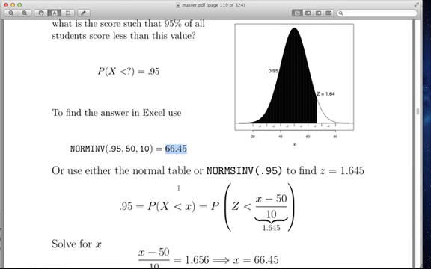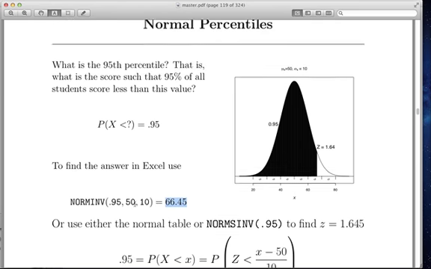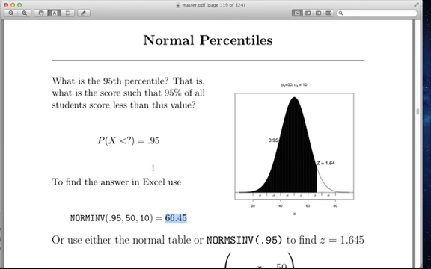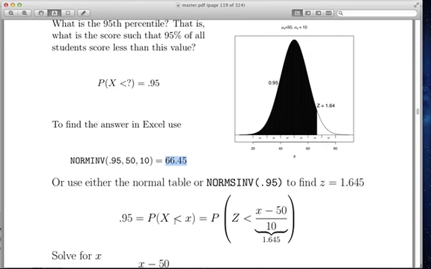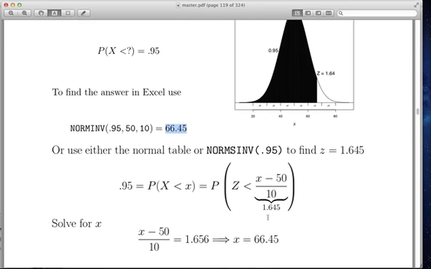Here's another approach if you want to do it more by hand. So let's go back to this equation up here. The chance that x is less than some little x, I'll put little x instead of question mark, must be 95%. Let's convert this to a z now. So let's take x minus 50 divided by 10. And this number is going to get me to 95%.